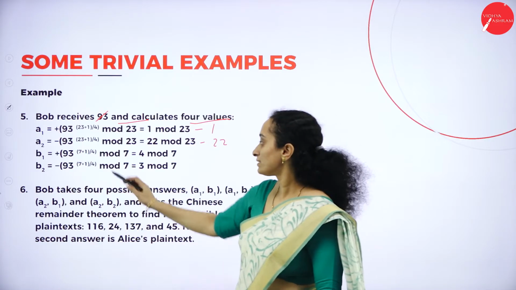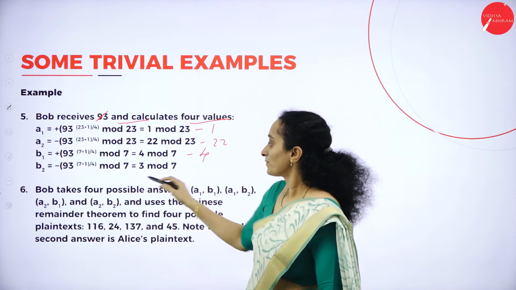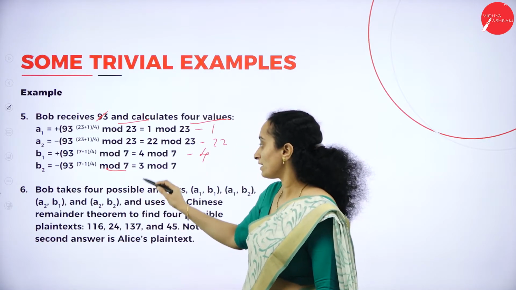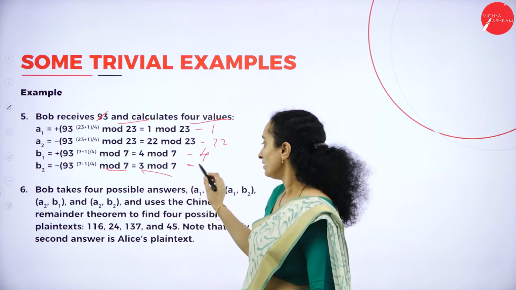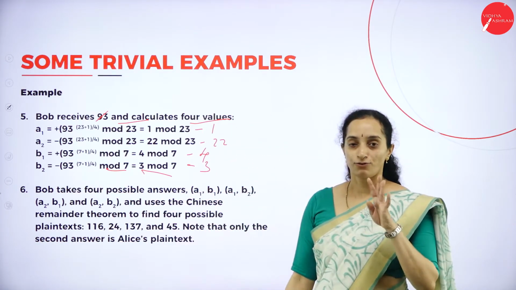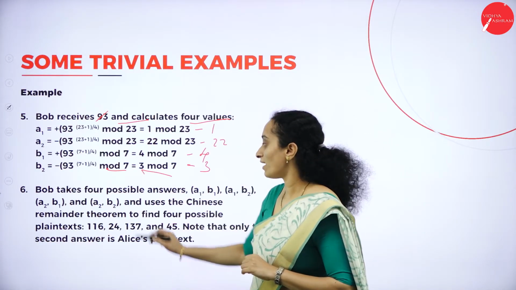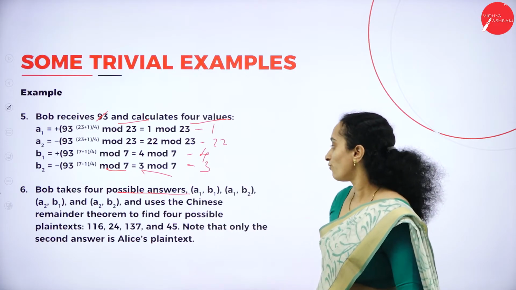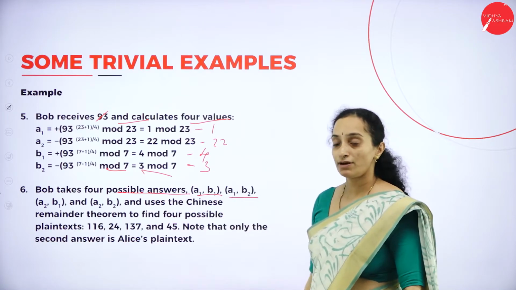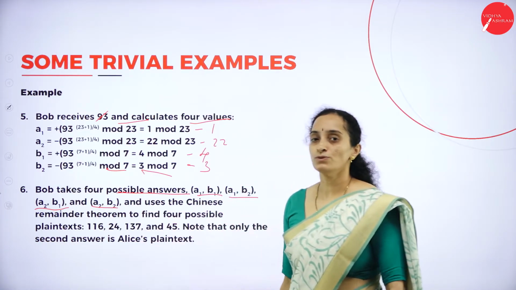Then 93 to the power of (7+1)/4, that is 93 squared mod 7, is 4 mod 7. And the negative gives 3 mod 7. We get the 3. Okay. So these are the 4 values, A1, A2, B1, B2, positive and negative values. Bob takes these 4 possible answers as pairs: A1, B1; A1, B2; A2, B1; and A2, B2.